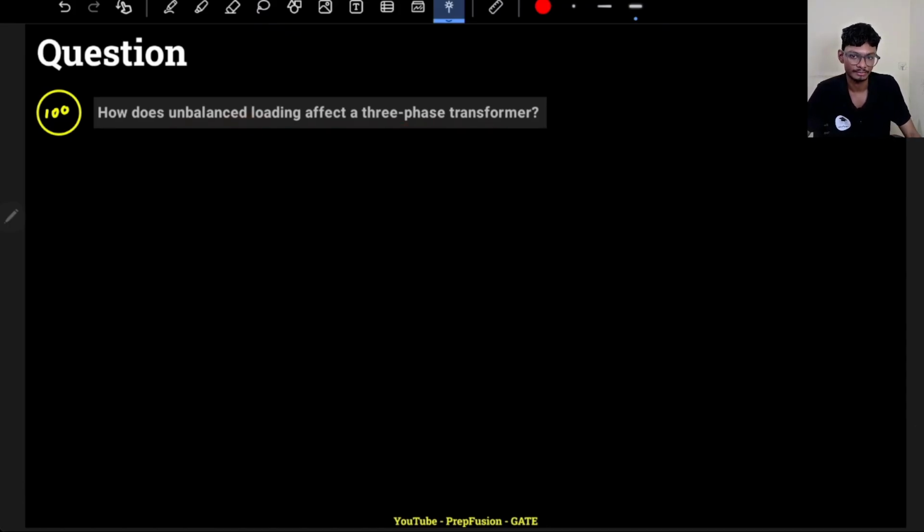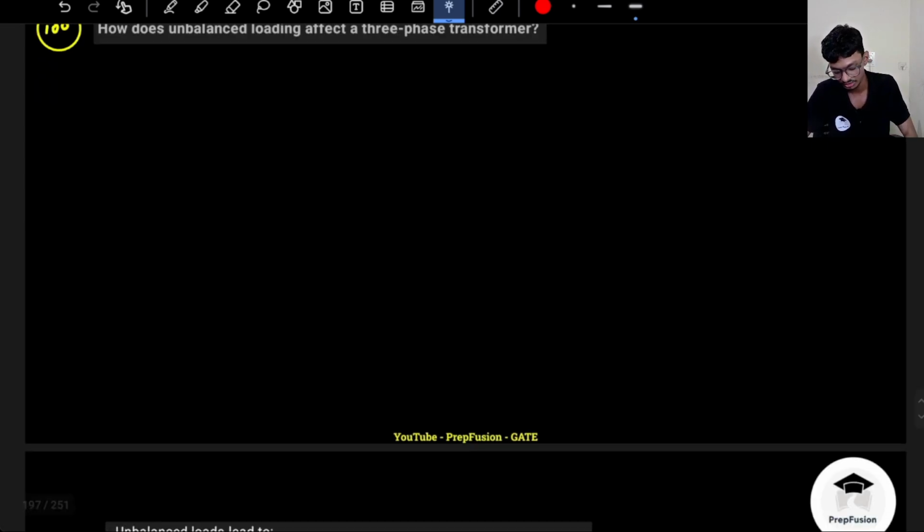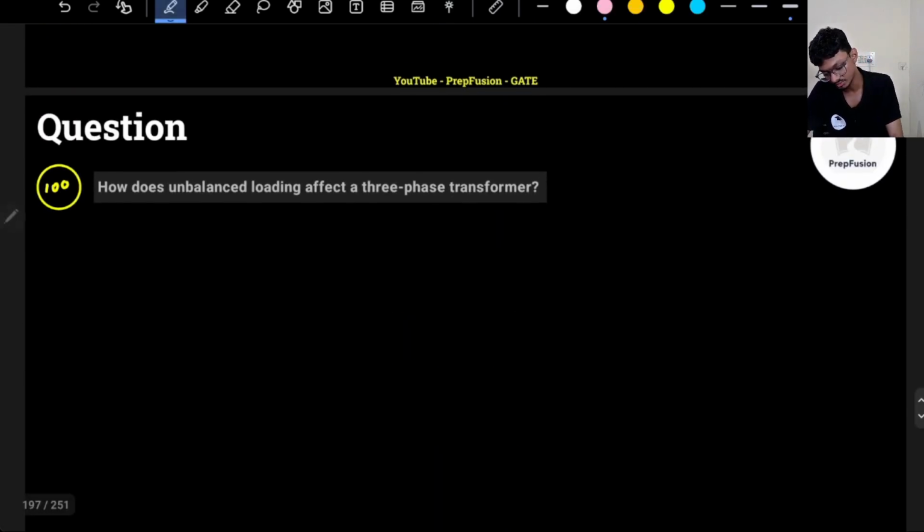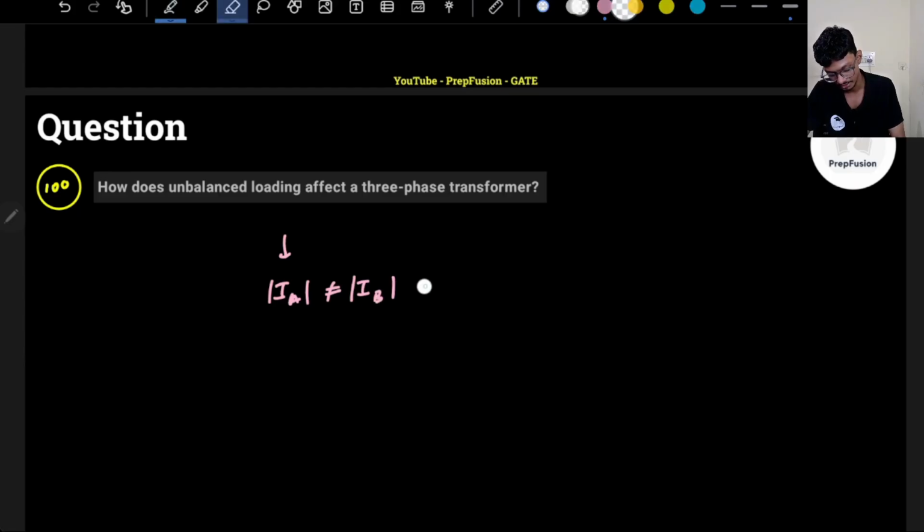If the load is unbalanced, first of all calculation will be very difficult, that is point one. Second point is there will be harmonics. We will discuss in the next chapter how there will be harmonics. If load is unbalanced, that means the magnitude of current in phase A is not equal to the magnitude of current in phase B, and the magnitude of current in phase C. So these are not equal.